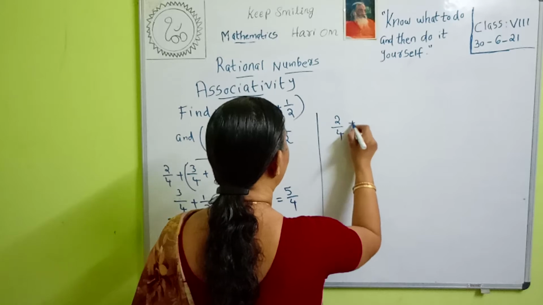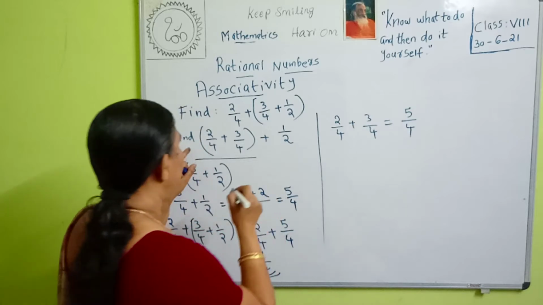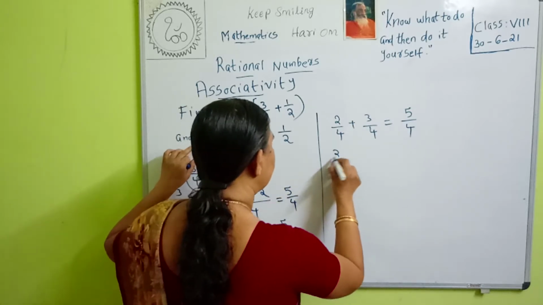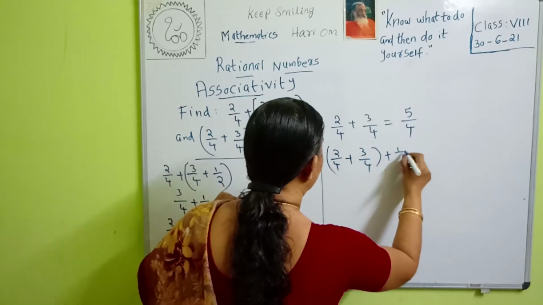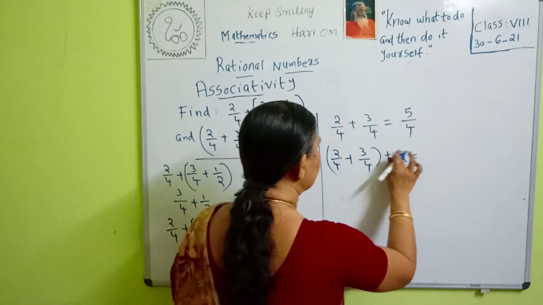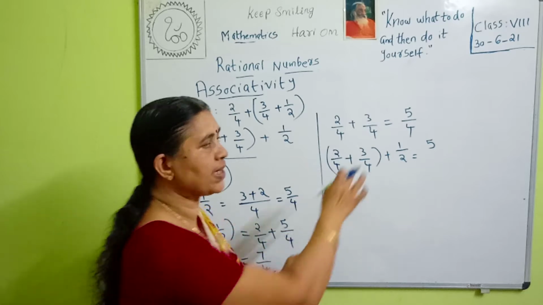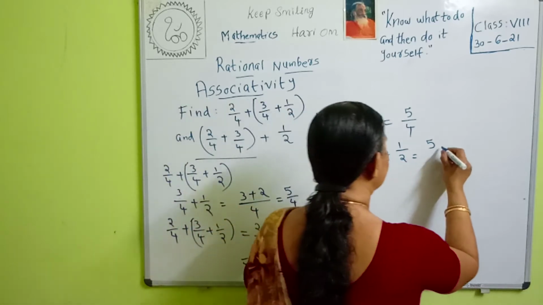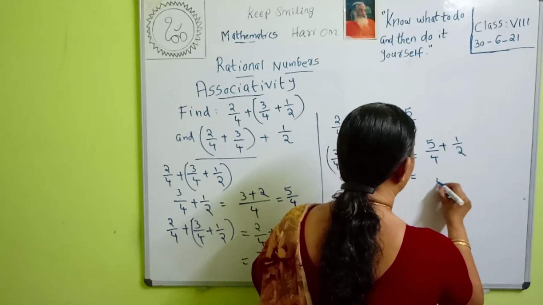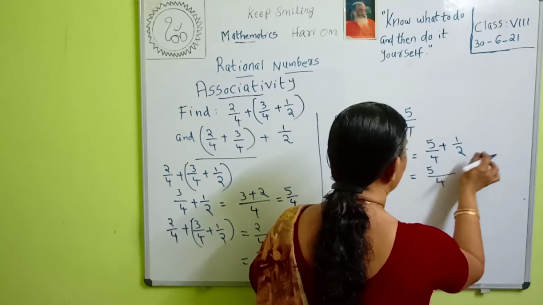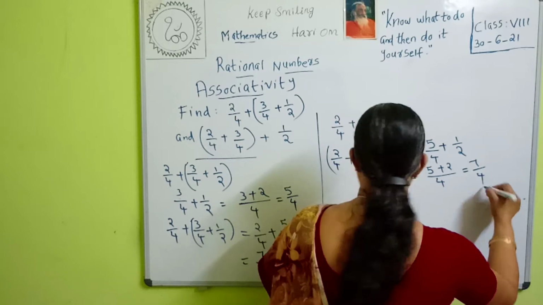Then we find the second one. 2 by 4 plus 3 by 4 is equal to 5 by 4. Then 2 by 4 plus 3 by 4, plus 1 by 2, is equal to, we can add this first. Here 2 by 4 plus 3 by 4 is 5 by 4, we already found. Then we add this to 1 by 2. 5 by 4 plus 1 by 2. The LCM is 4. So it is equal to 5 plus 1 into 2 is 2, 5 plus 2 by 4, that is equal to 7 by 4.